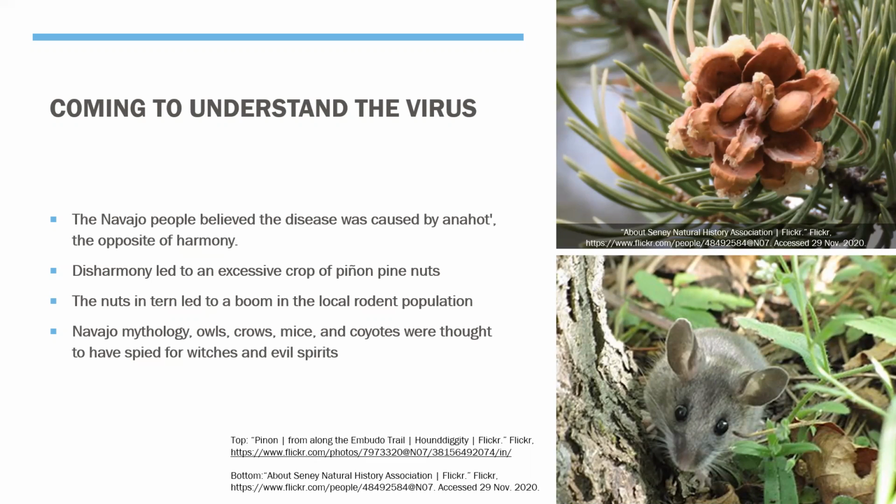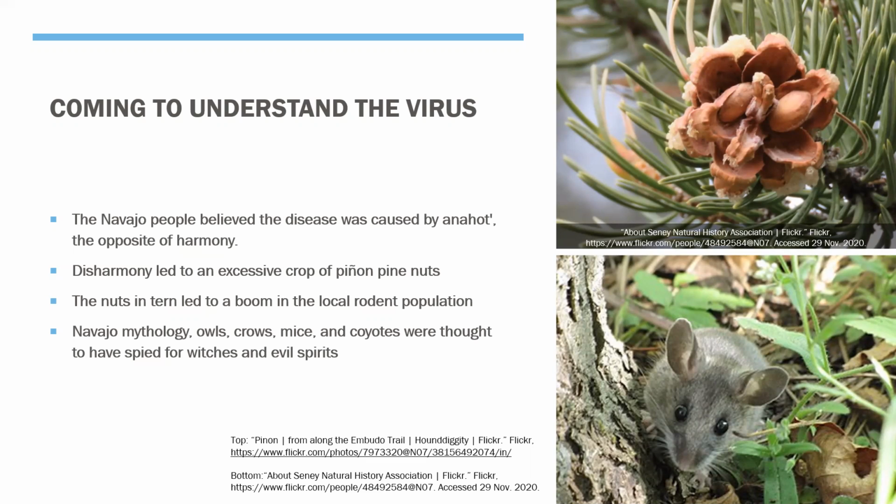The Navajo traditions had not specifically linked rodents to the mysterious disease, but traditional beliefs held that mice and humans came from totally different worlds, and that it was vital to keep mice and people completely separate. In Navajo mythology, owls, crows, mice, and coyotes, even snakes, are thought to have spied for witches and evil spirits, and they therefore cannot be trusted.